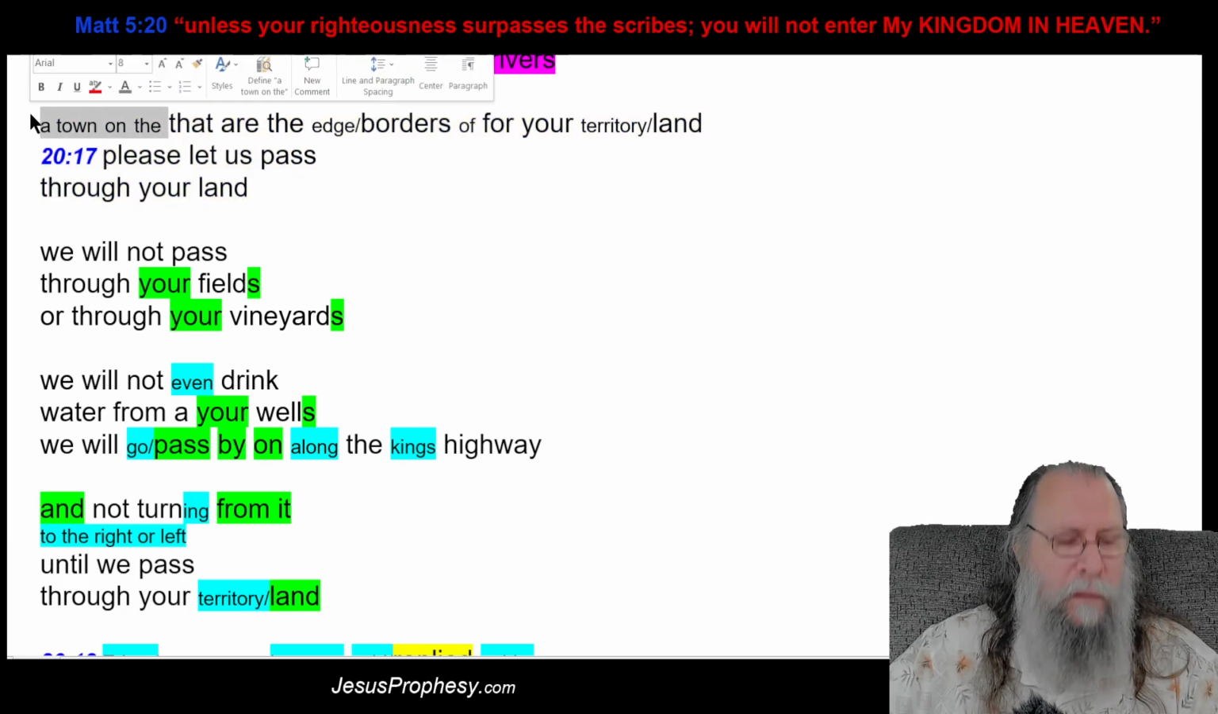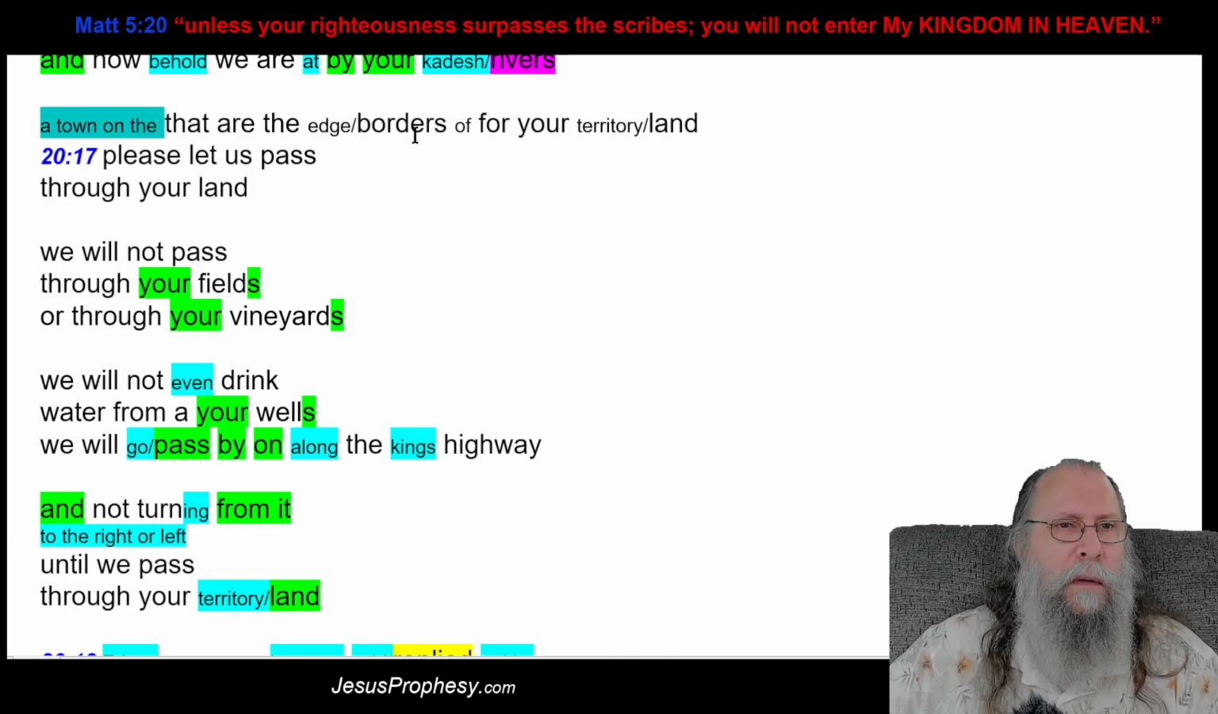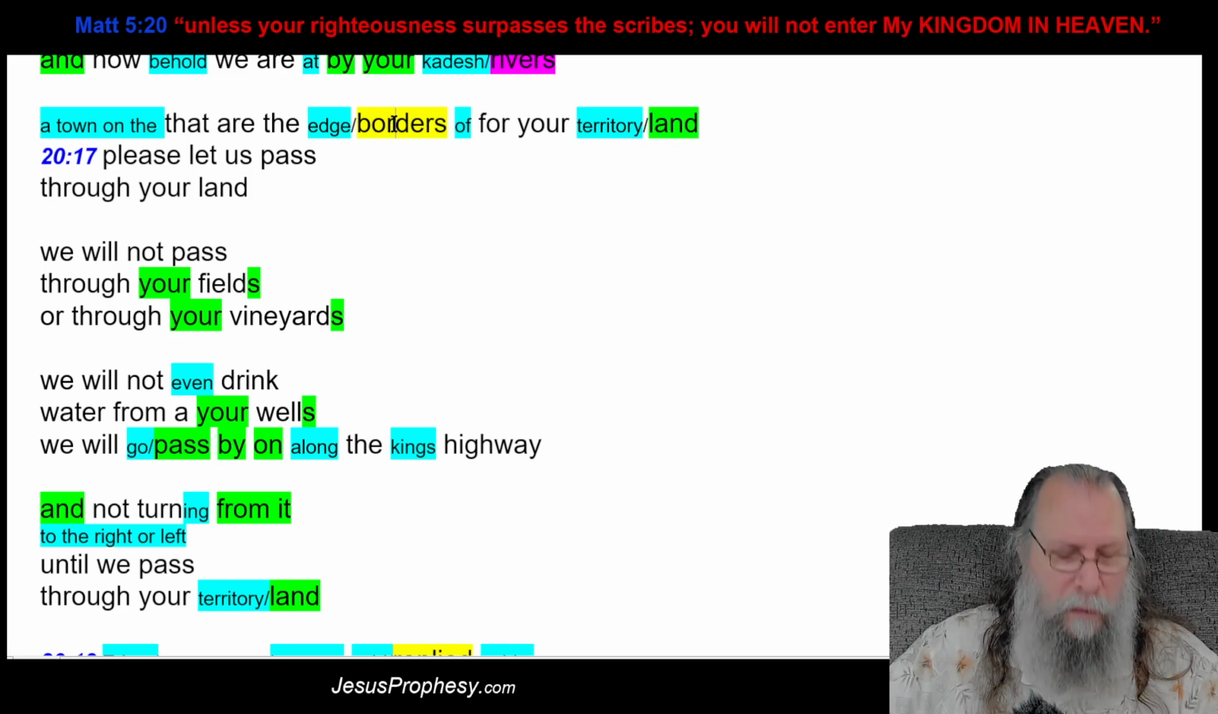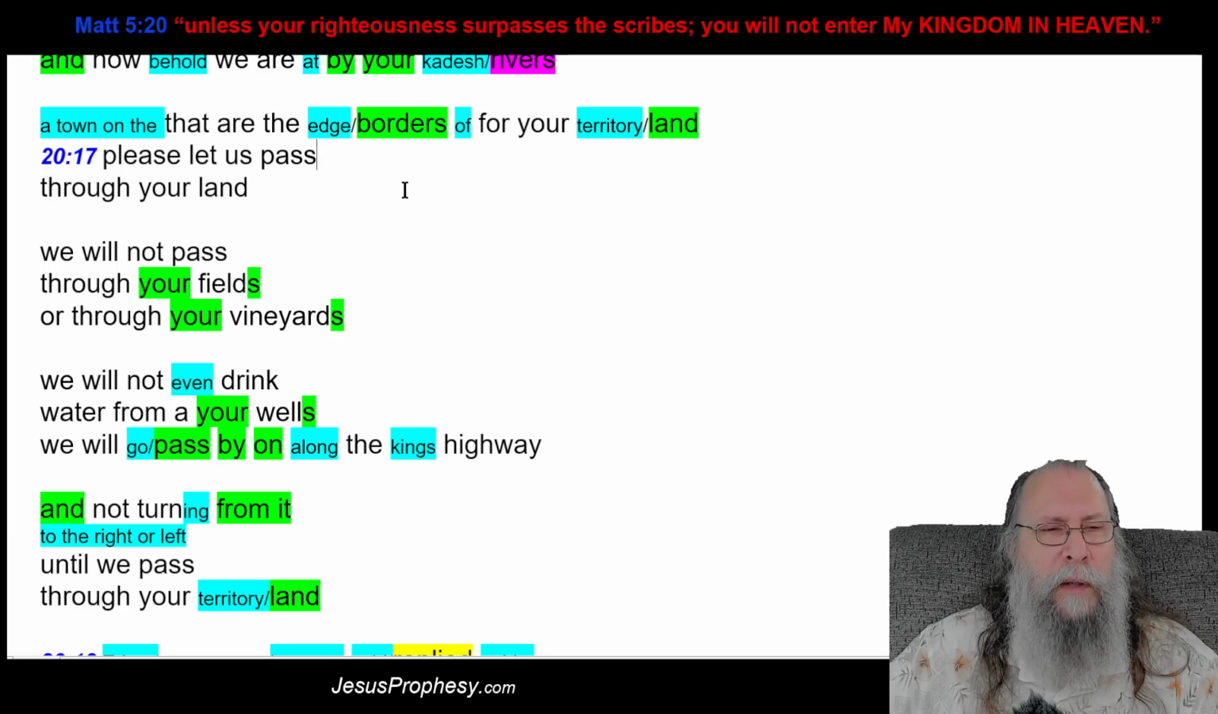I need these to be this color, this color, this color, this color, this color, this color. Edge is actually, I'm pretty sure it's used as a border, so I'm going to change this to this word. Okay. I had made an error.